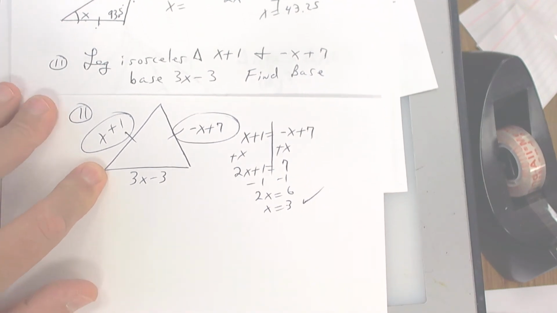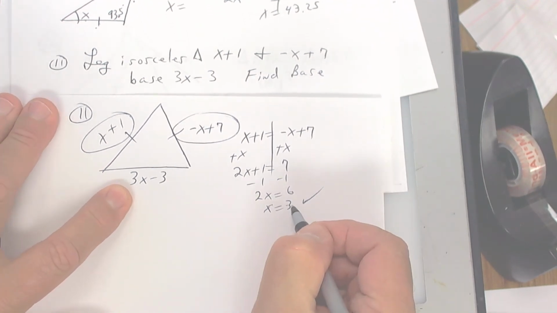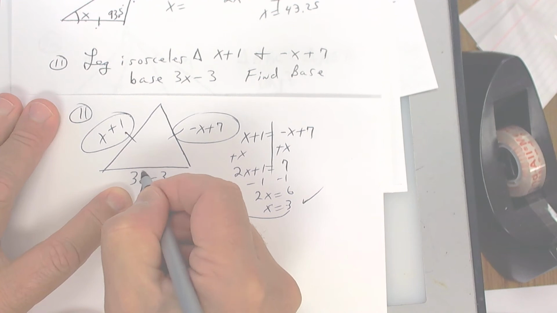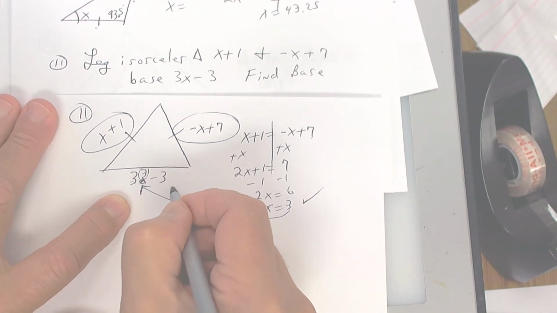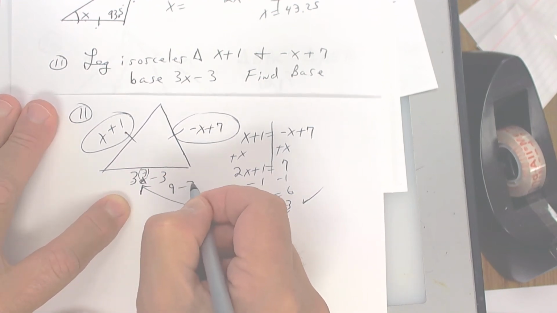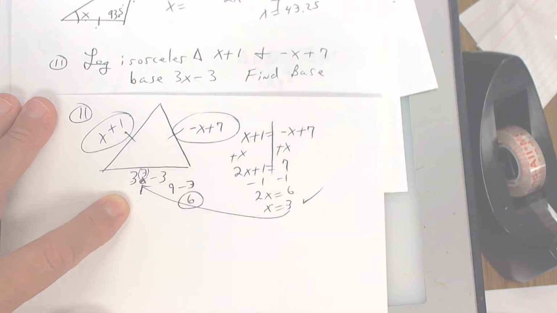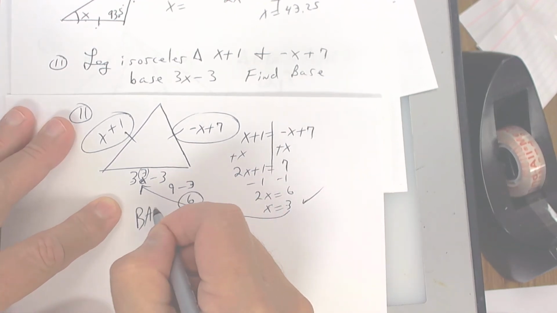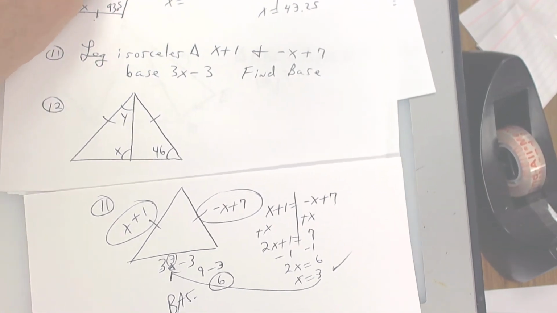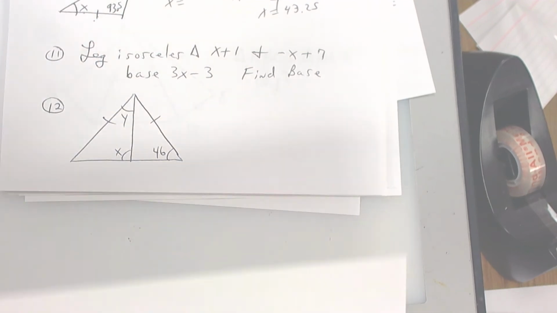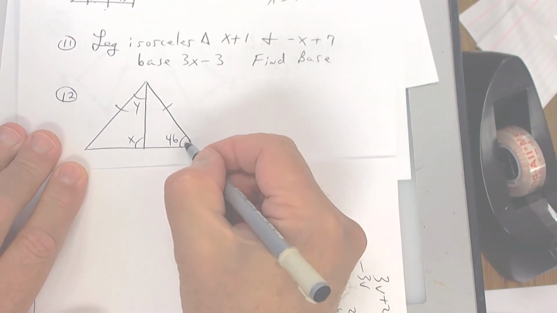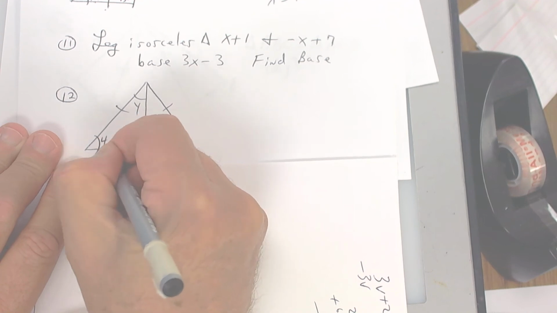It says find the base, so you got to plug it in. You can't stop here. So put a 3 right here, scratch that out. 3 times 3 is 9 minus 3 gives you 6. So the base is 6. Let's keep moving, okay? Take a look at this one. It's an isosceles triangle. So if this is 46, put 46 right here.